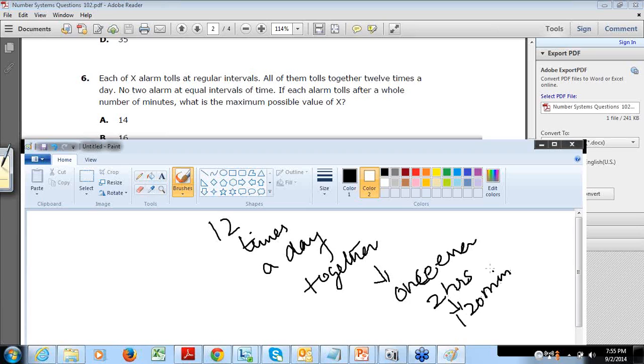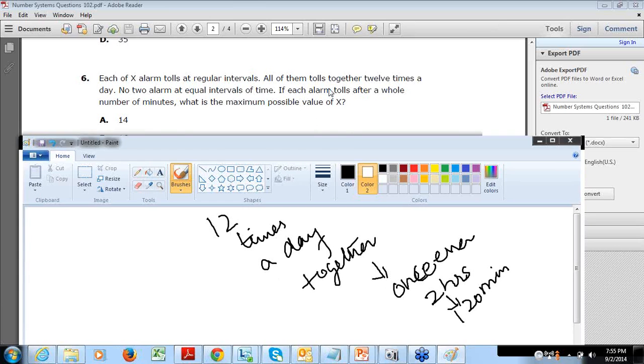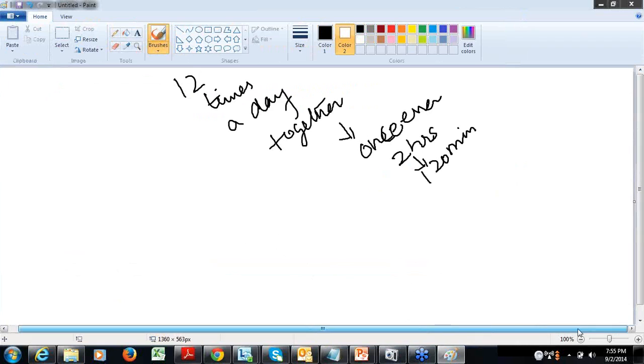120 minutes. So every 120 minutes they will toll together. Now what it is asking: if each alarm tolls after a whole number of minutes, what is the maximum possible value of X? Maximum possible value of X will be nothing but the number of factors of 120. So number of factors of 120, how will you find out?